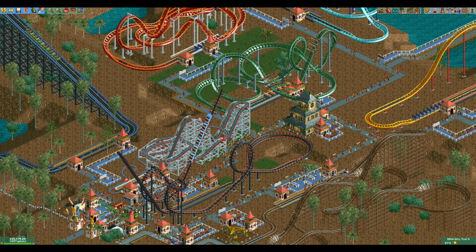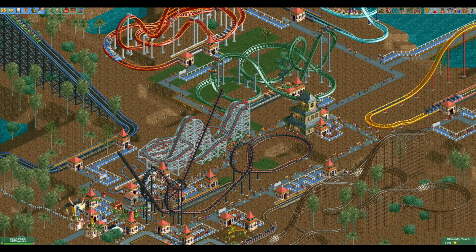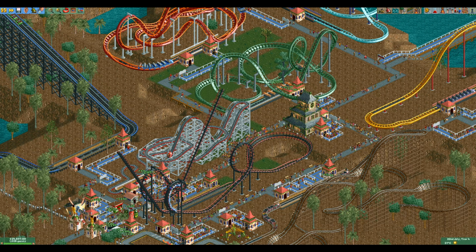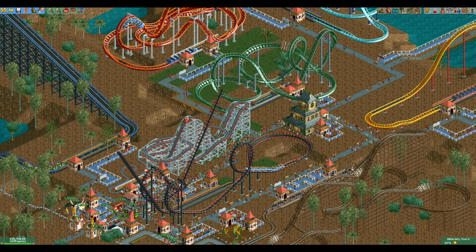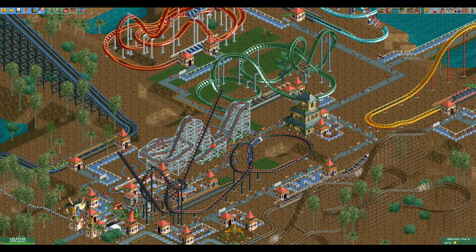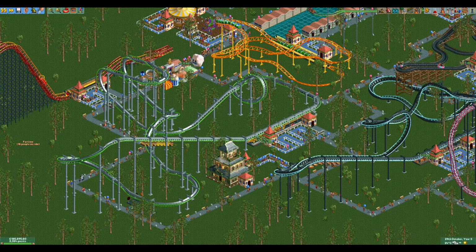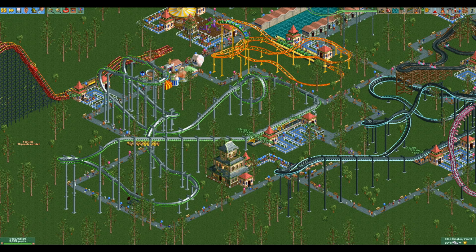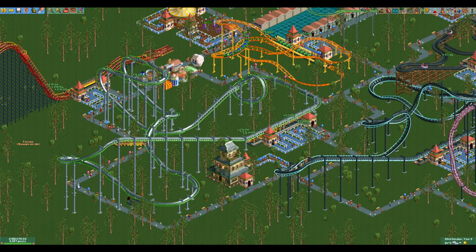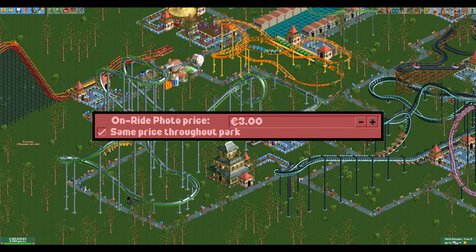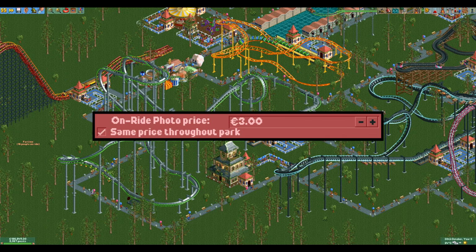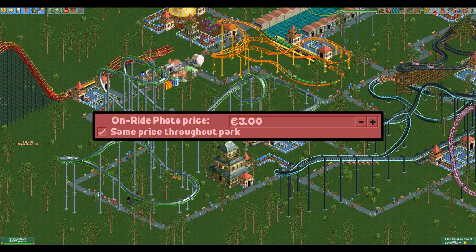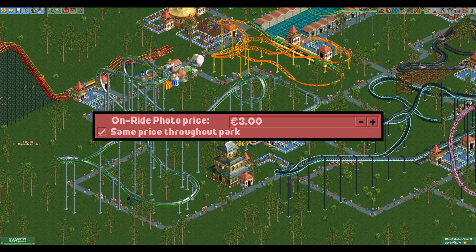You may think that this is going to be similar to rides, where below a certain price everyone will buy it and above that price no one will buy it, but it's a little bit more complicated than that. If you want to ignore that and just charge the highest price where everyone will still pay, you can charge €3. At this price or below it, every guest is willing to pay, and above it some guests will not be willing to pay anymore.